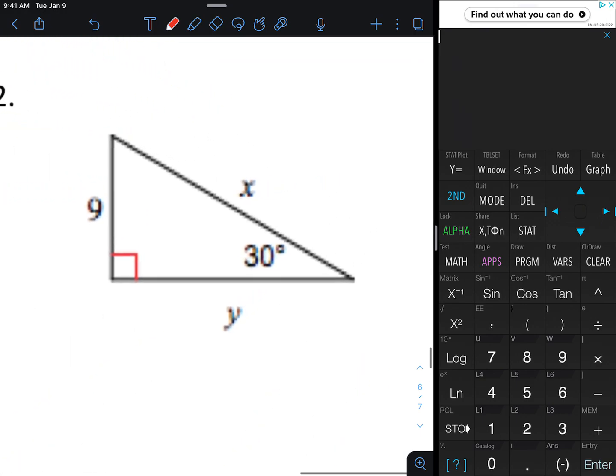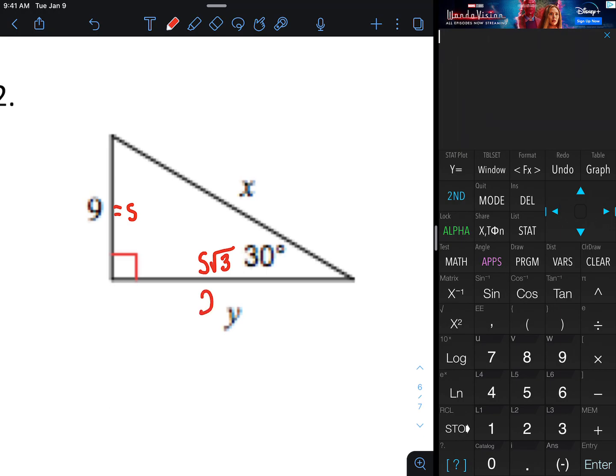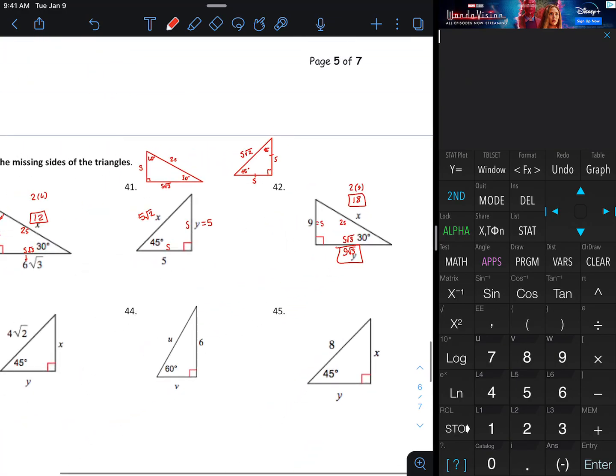Okay, next one's going back to the 30, 60, 90. This time I gave you the short side, which we've been calling S. The side across from the implied 60 degrees is S times square root of 3. So if S is 9, then this is 9 times square root of 3. And then of course you've got the right angle, and across from that is 2 times S. So 2 times 9 is going to be 18 units. So we got 18 and then 9 square root of 3.